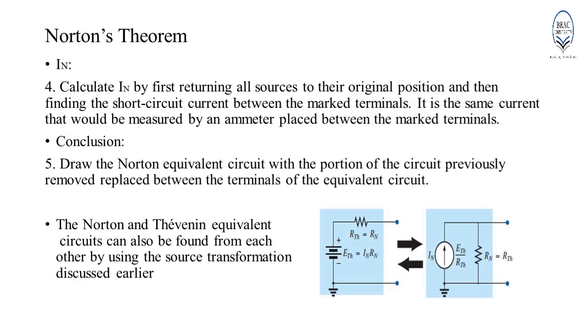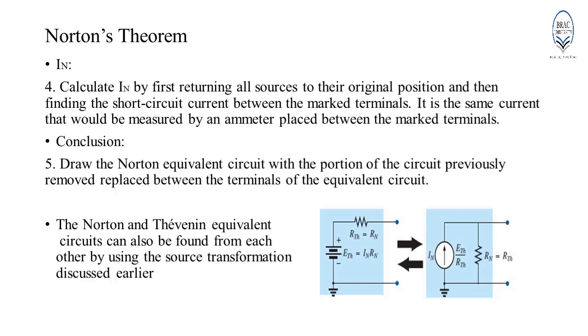In Thevenin's equivalent network, the Thevenin voltage is basically equal to the open circuit voltage between the marked terminals. In this case, the Norton current, that is I Norton, is basically the short circuit current between the marked terminals. The final step is to draw the Norton equivalent network, that is the current source and the Norton resistance connected in parallel, and with that to connect the load which was initially removed from the original circuit.